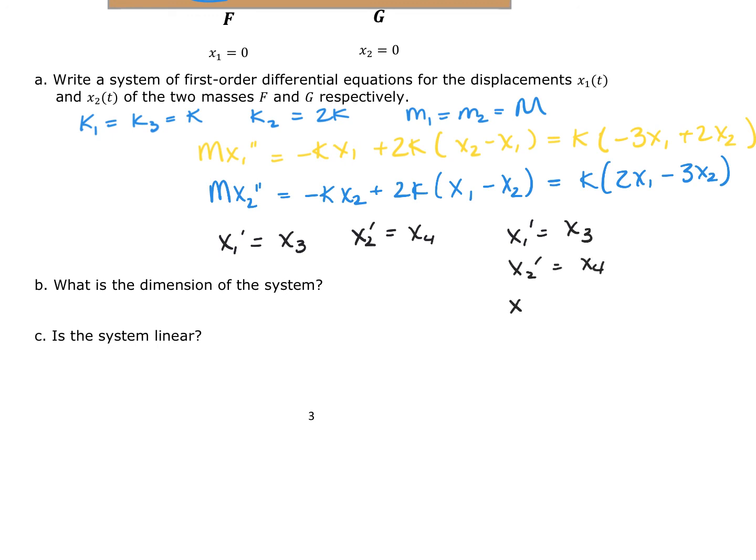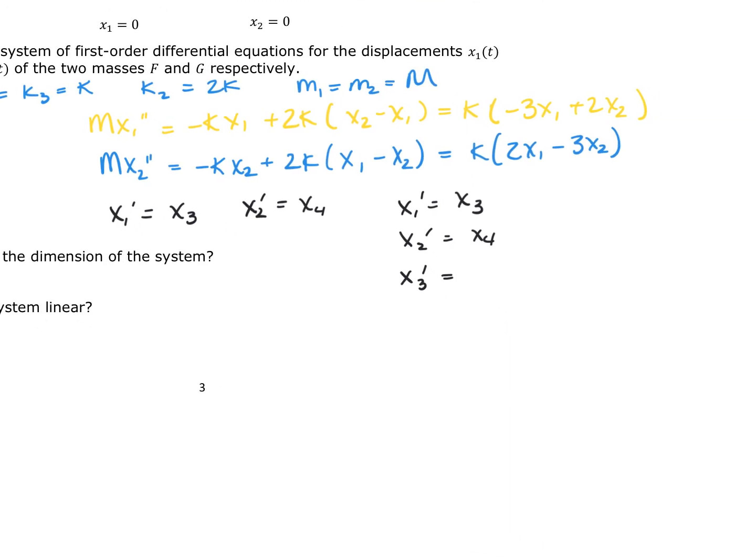That means x sub 3 prime, which is x sub 1 double prime, would be equal to k divided by m multiplied by negative 3x sub 1 plus 2x sub 2, and then x sub 4 prime is equal to k over m multiplied by 2x sub 1 minus 3x sub 2. So here are my equations. It's a second-order system because of the double prime.